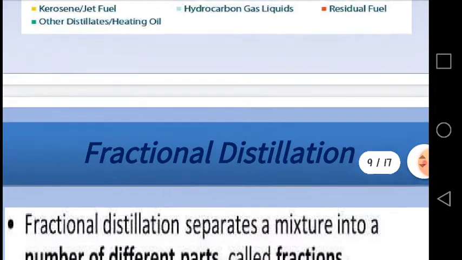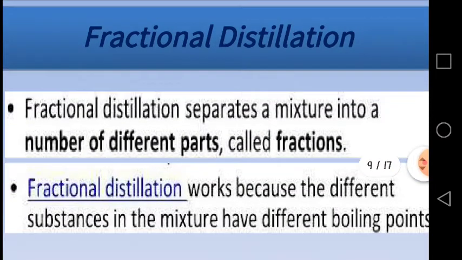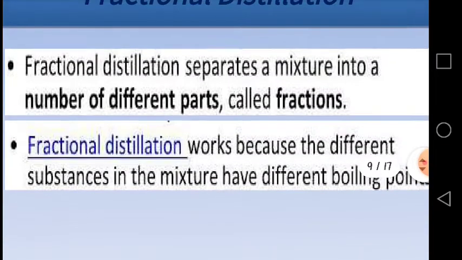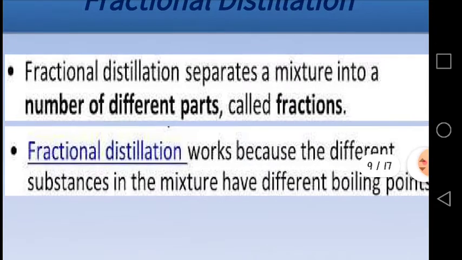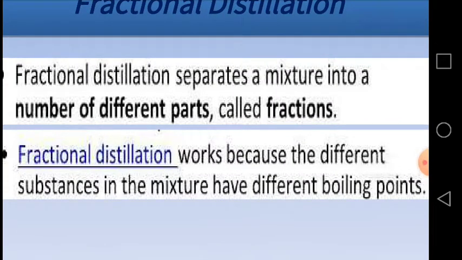Now we are focusing on the fractional distillation of crude oil. Before going to that, we have to understand what fractional distillation is. Dear students, fractional distillation is a process in which we separate a mixture into a number of different parts called fractions. This fractional distillation is based on a principle which shows that the different substances in the mixture have different boiling points, and on the basis of these boiling points we can separate the different fractions of a mixture.